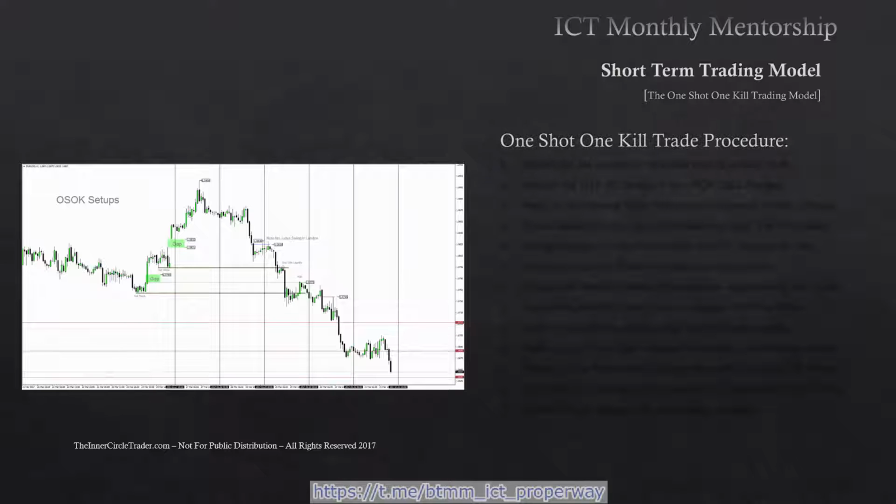All right, so the one shot, one kill trade procedure. Okay, this is kind of like a back of a matchbook idea, just real quick, short. And what I mean by that is you should already know a majority of what I'm going to refer to here procedurally. So this is the reason why you need to have a mentorship. This is the reason why you have to have a modular approach to learning, because there's such a vast amount of information that you need to be aware of. You just simply can't make a video and say here it is, here's how you trade.